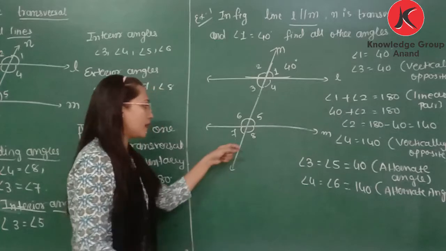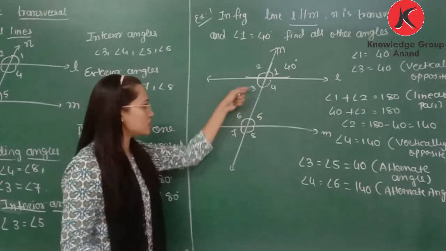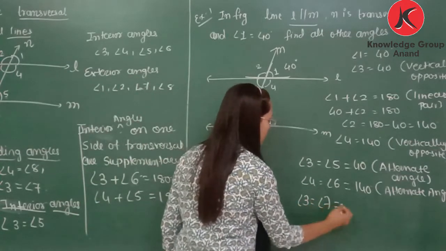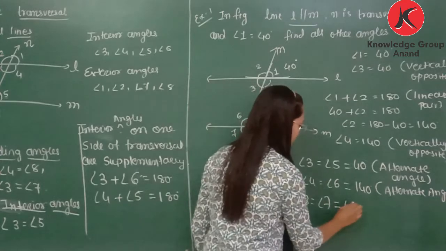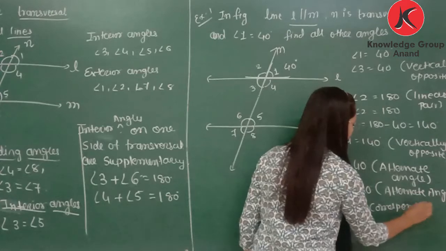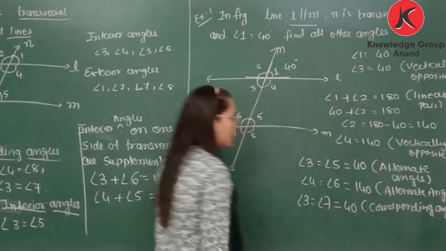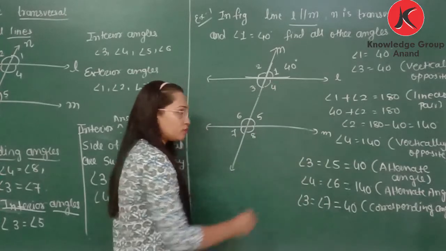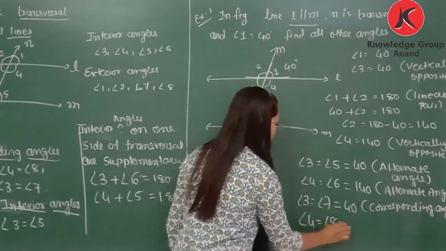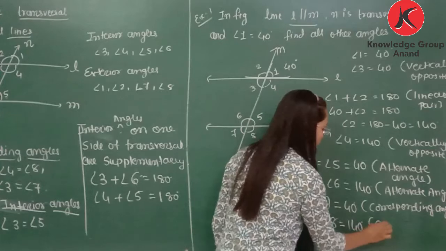Clear? Now angle 3 and angle 7 are equal. Why? Because they are corresponding angles. So angle 3 is equal to angle 7 is equal to 40. Reason: corresponding angles. Same, angle 4 is equal to angle 8 because they are also in a corresponding position. Angle 4 is 140, so angle 8 is also 140.